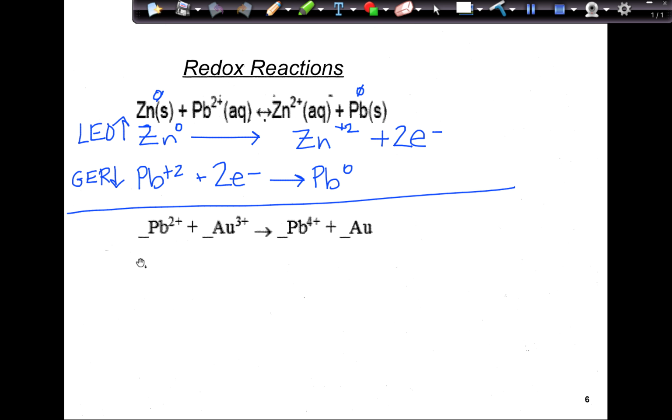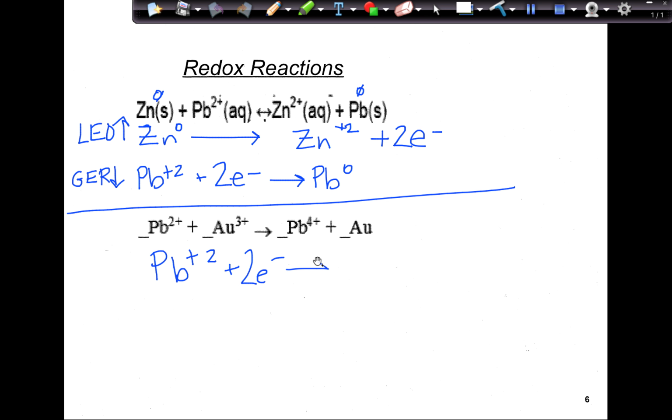For this reaction, we have Pb plus 2 turning into Pb plus 4, which means that is a loss of 2 moles of electrons because the charge went up. For the Au plus 3, it's gaining 3 moles of electrons to turn into Au 0. And this would be my reduction.